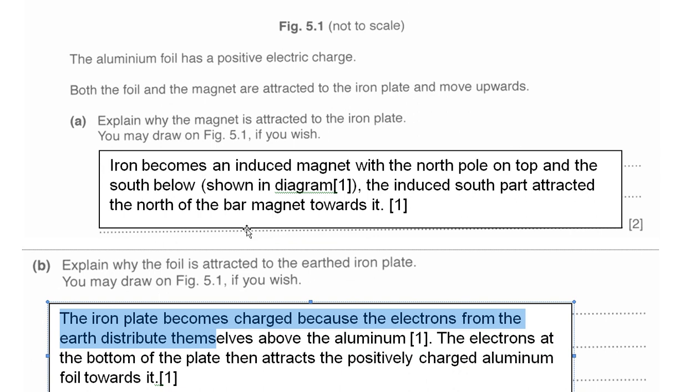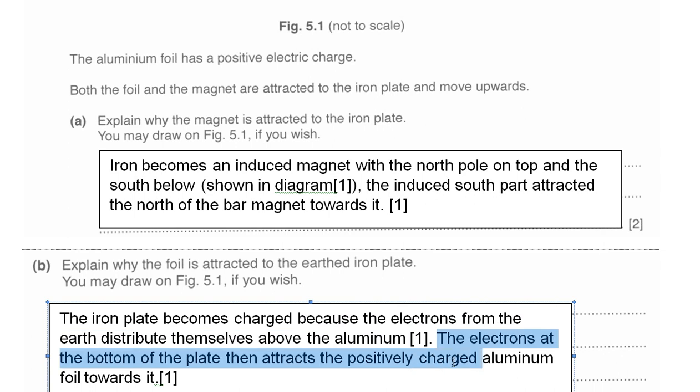So the iron plate therefore becomes charged locally above the aluminum foil, and I don't need to say too much because I have already drawn on the diagram where the negative charges are. I didn't draw them all over the place, so I don't have to be so expressive in the language. Then these electrons are what attracts the positively charged aluminum foil towards it. So again, the idea of unlike charges attracting each other.